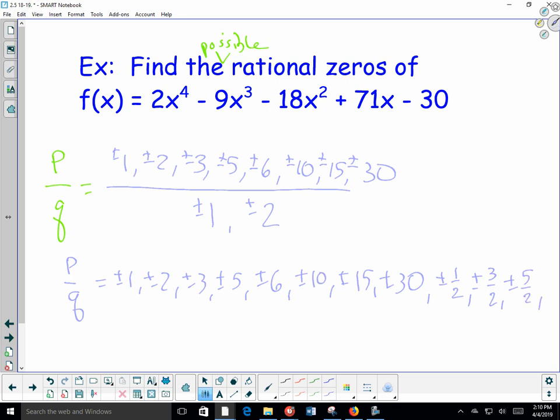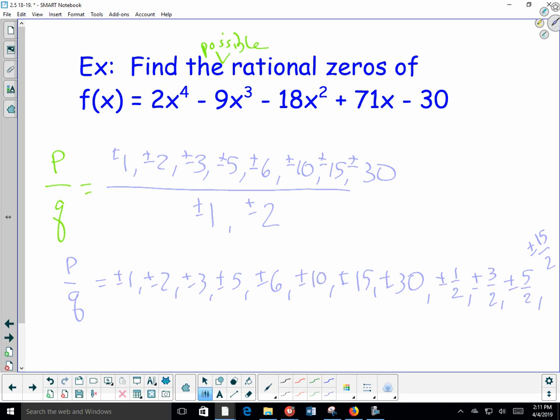I need 6 over 2, but that's 3. I already have that. I need 10 over 2, that's 5, I already have that. I need 15 over 2, I don't have that one, I gotta squeeze that one in. And I need 30 over 2, but that's 15, I already have that. So what do I got? 1, 2, 3, 4, 5, 6, 7, 8, 9, 10, 11, 12 times 2.